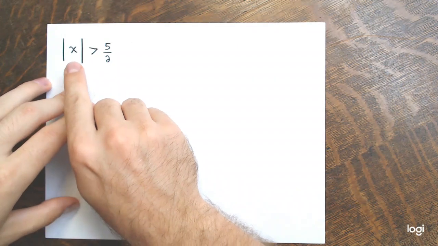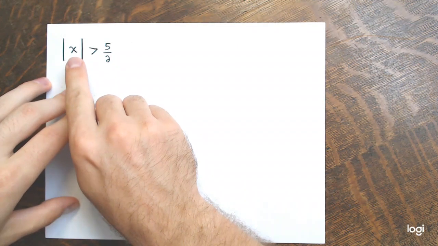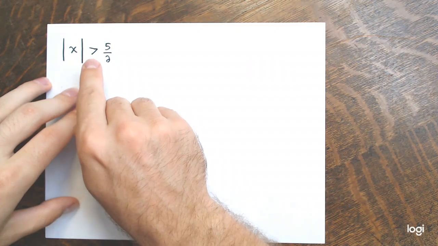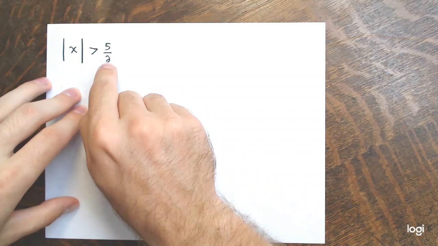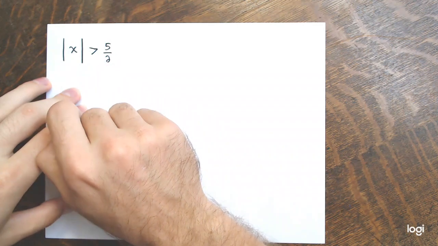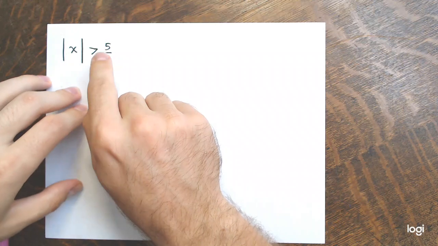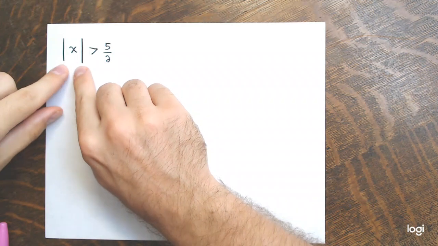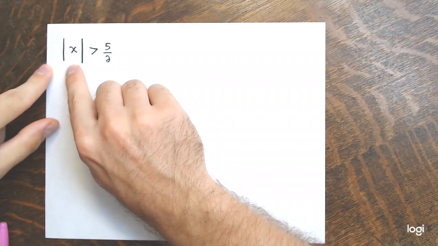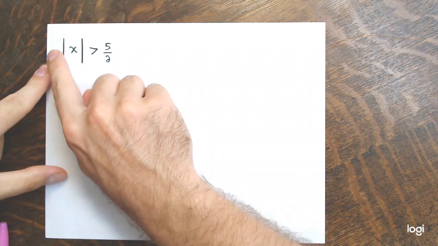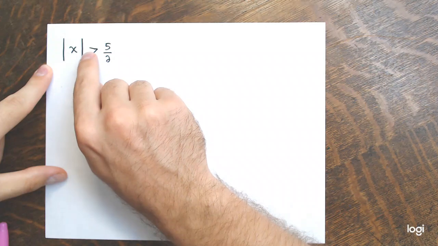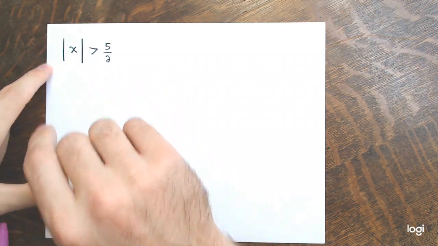I have the absolute value of just x. Again, we'll get more complicated in later examples. The absolute value of x is greater than 5 halves, or 2.5, whatever you want to write, that's equivalent to 5 halves. So the absolute value is already isolated, right? This absolute value of x is already alone. There's nothing multiplied by it, it's not divided by anything, there's nothing added or subtracted to it. It's all by itself. Wonderful.